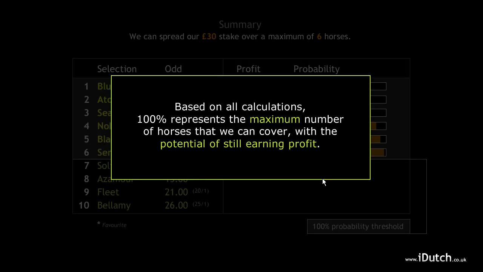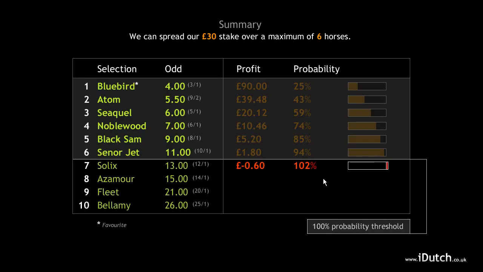Remember, based on all calculations, 100% represents the maximum number of horses that we can cover with the potential of still earning profit. As you can see here, if we exceed this 100% probability, we then eradicate any chance of potential profit.